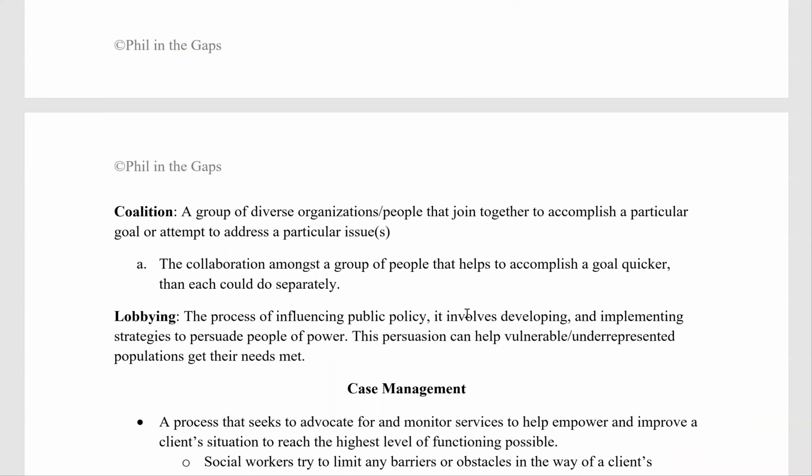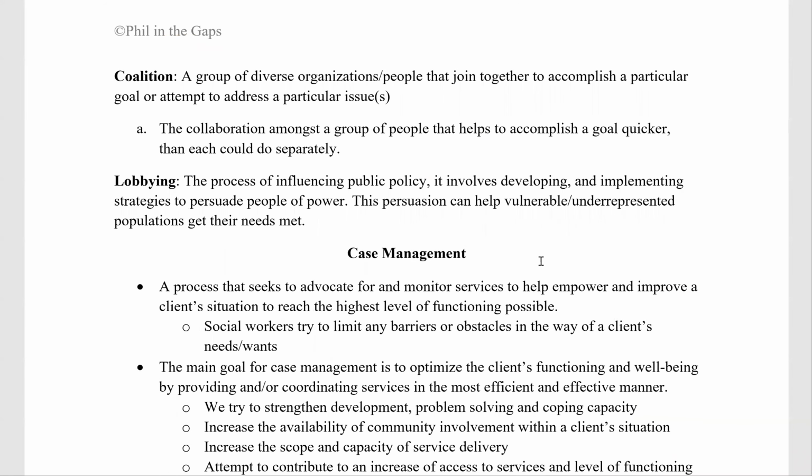And just other concepts that are related to community organizing are coalition and lobbying. So key emphasis on coalition is going to be collate, because if you think of something that is collated, it is bringing people together to accomplish a particular goal. So if you think of a collated notebook, it's like a ton of sheets collated together because it has a binding on it. So this is where we are bringing groups of people together to accomplish a particular goal or attempt to address a particular issue and/or multiple issues.